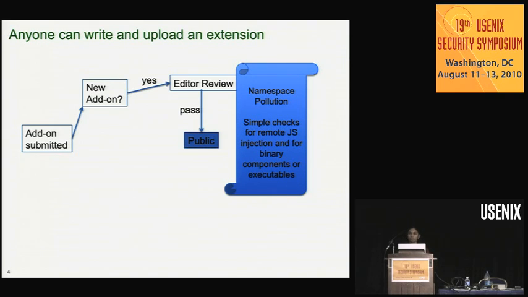If the extension passes the review, then it is made public. Ideally, one would think that all the extensions and all the updates to the extensions would pass through this editor review process, but that's not true. If an extension is popular, it is moved to a trusted category, and any update to the trusted extension is directly made public. So you can see that this could also introduce bugs in the extensions.